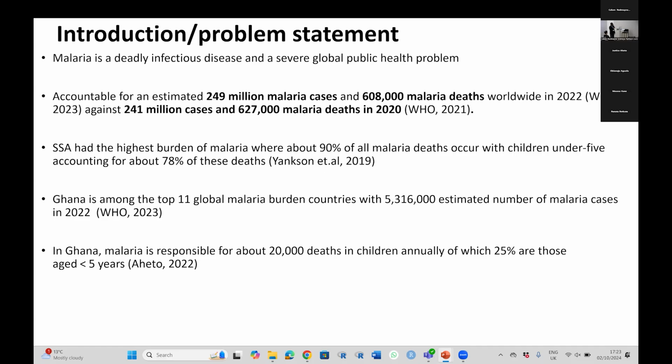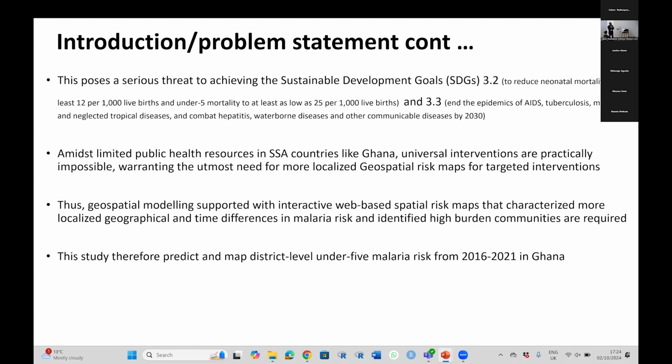So what it means is that we need to get something done to address the problem. When it comes to mortality, malaria alone is responsible for about 20% of deaths in children annually, of which 25% of these deaths were among children who are below 5 years. And based on this, I felt the need to contribute my quota to addressing the problem.